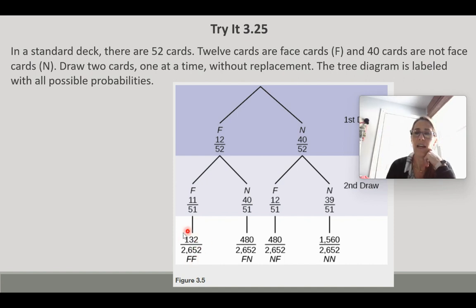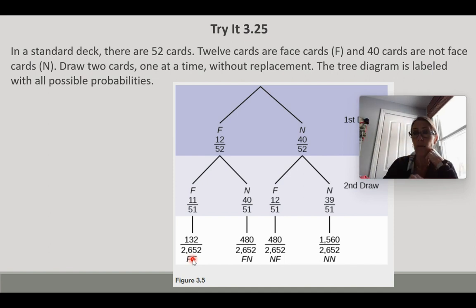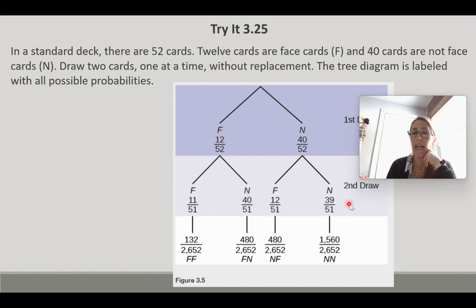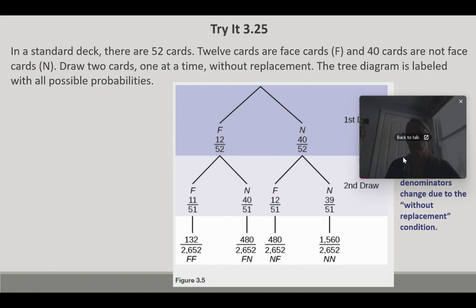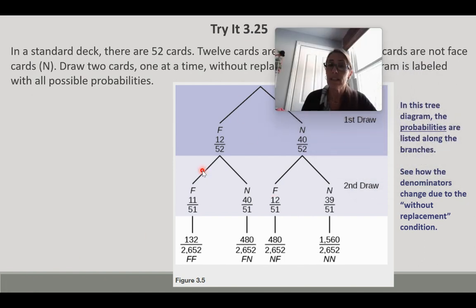And so then to get the final probability down here, same as before, multiply going down the branches. So 11 times 12 is 132. 51 times 52 is 2,652. Same thing going this way. Again, notice how the denominators change and then the numerators depending on which card you pick. So this little thing here just says the probabilities are listed along these branches, and notice how the denominators and some of the numerators change due to the without replacement condition.